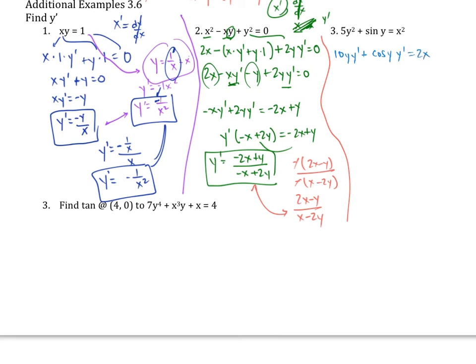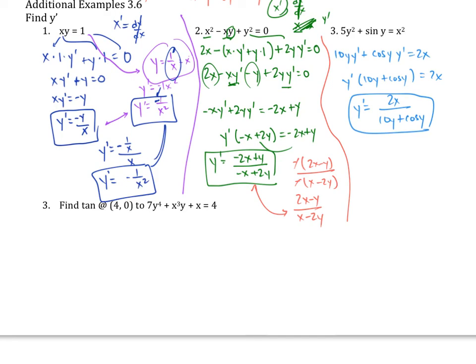I don't write x prime. Okay, factor out the y primes. You'll get y prime times 10y plus cosine y equals 2x. So y prime ends up being 2x over 10y plus your cosine y. And all done there. All right, moving on.